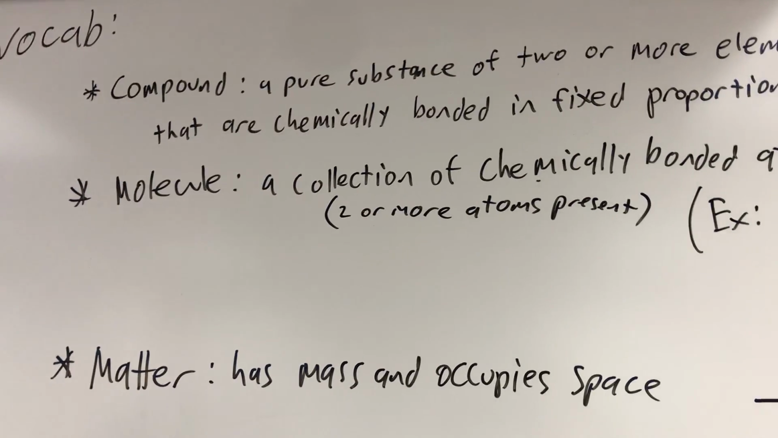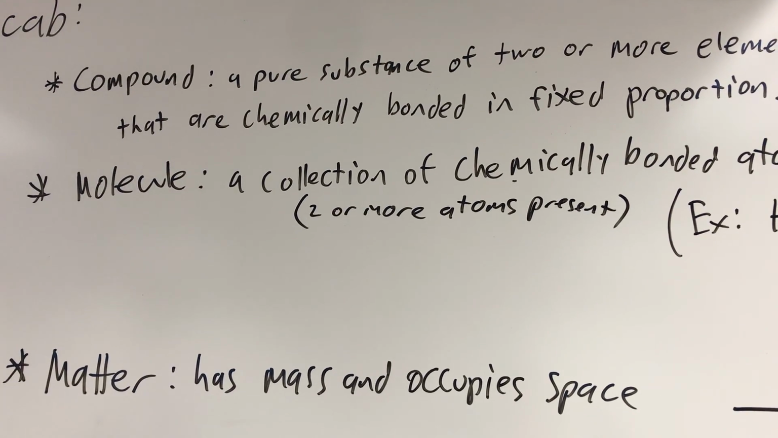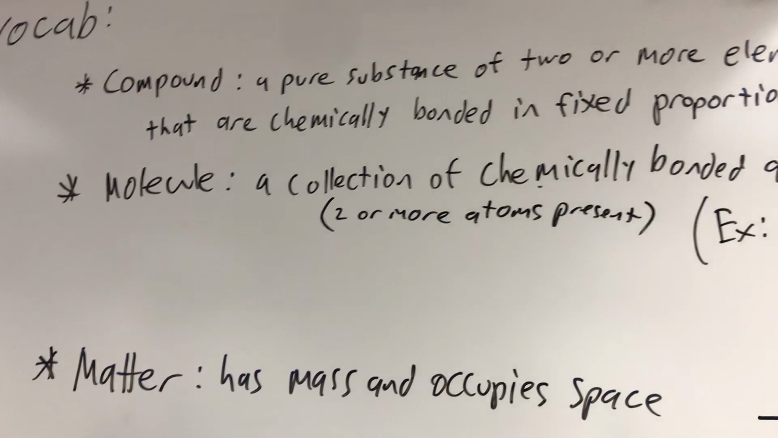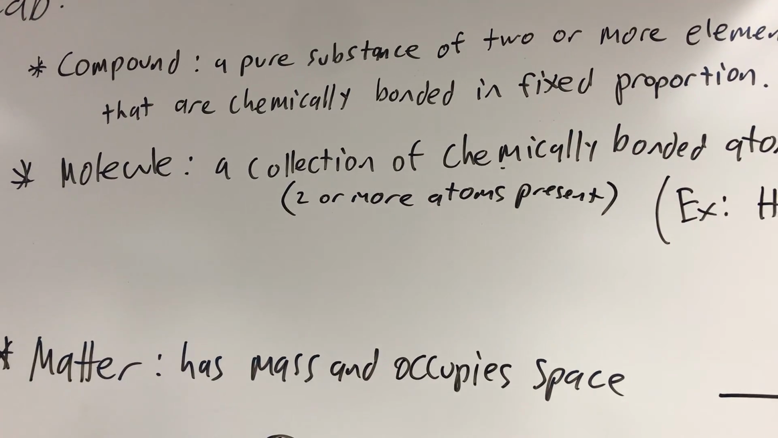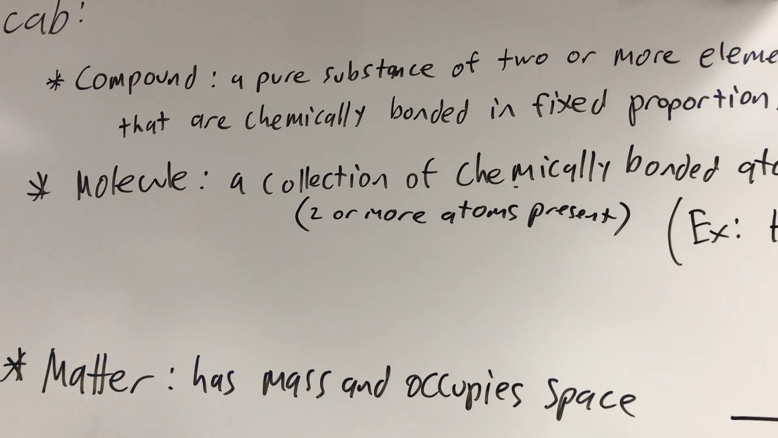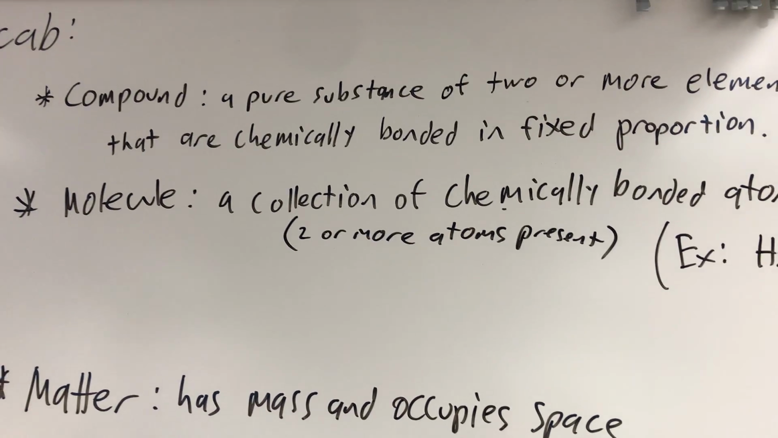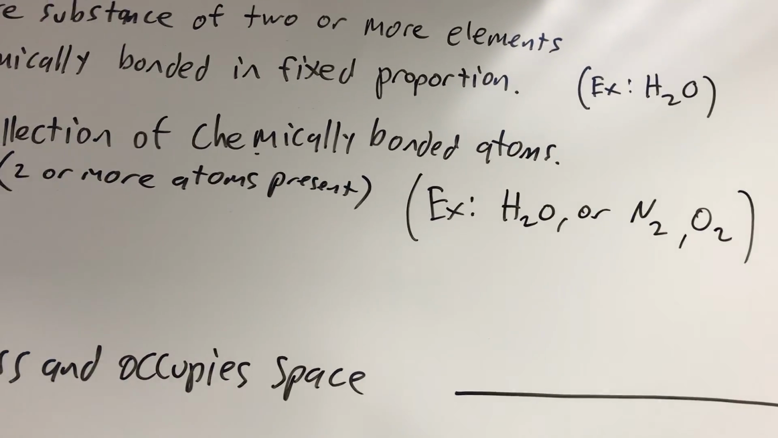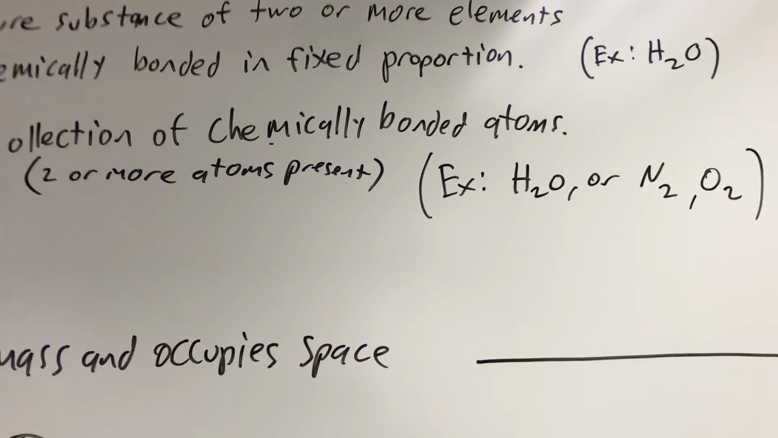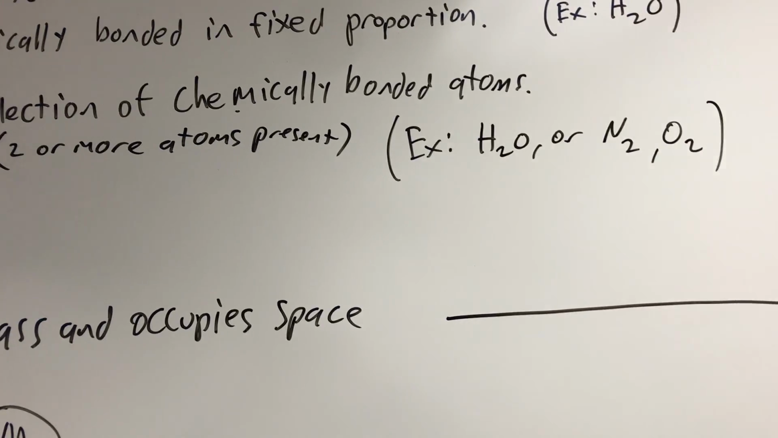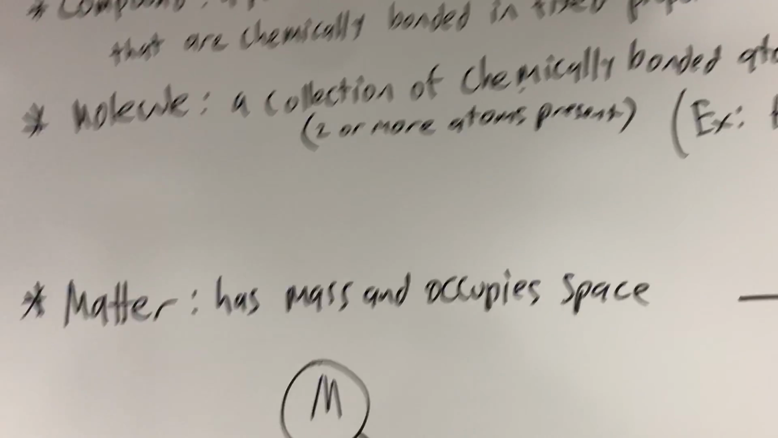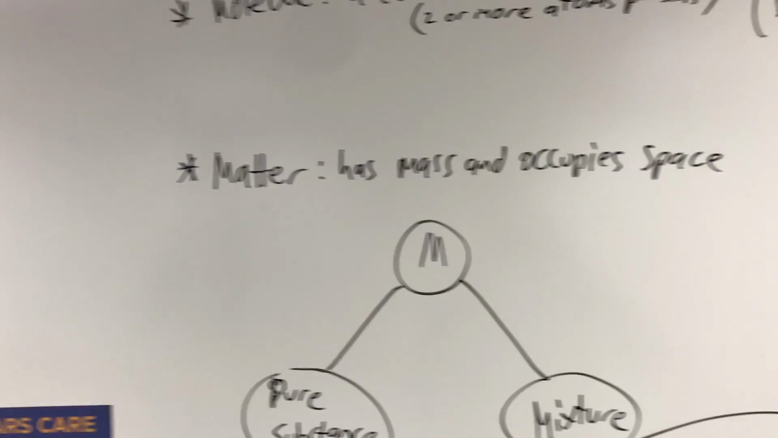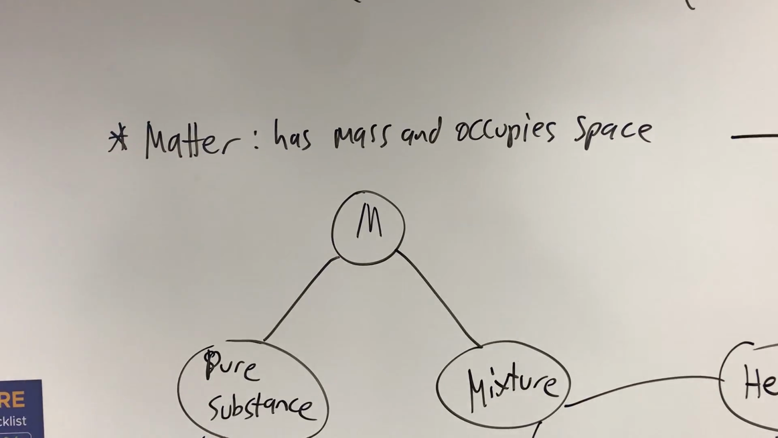So this is like a square and rectangular situation. All compounds are molecules, but not all molecules are compounds, if that makes sense. A compound needs two different atoms in it, two different elements in it, whereas a molecule can have the same element. So, matter has mass and occupies space.